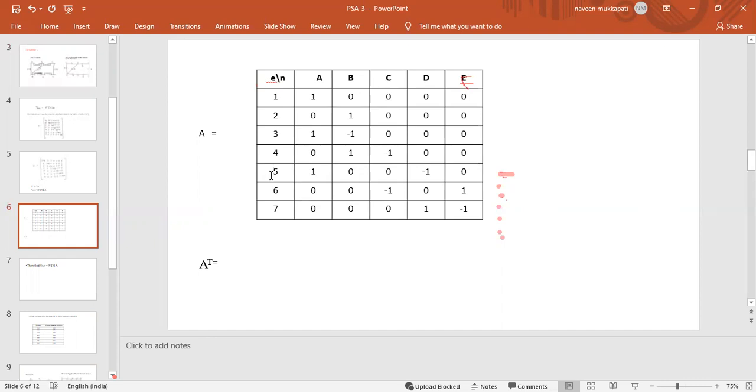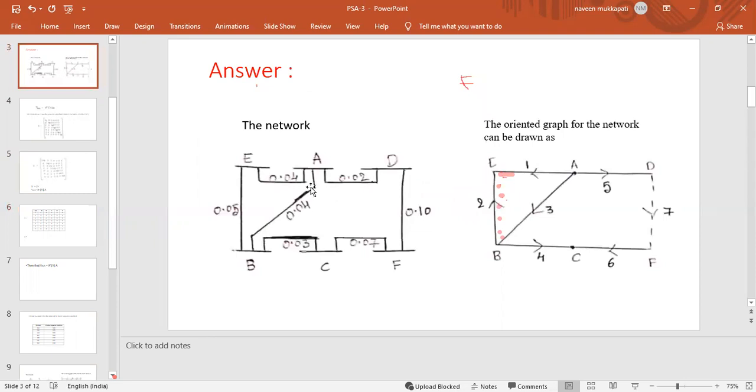Similarly, element 5 is in between A and D. The remaining nodes are taken as 0. The fifth element is away from the A node, so it is taken as +1. The fifth element is towards the D node, so it is taken as -1.